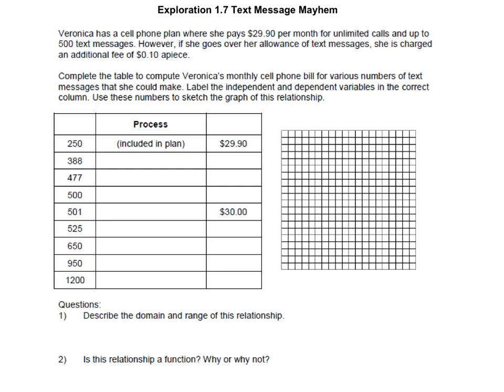Veronica pays $29.90 per month for unlimited calls and up to 500 text messages. So for everything up to 500 text messages, she's only going to pay $29.90 a month. So let's go ahead and fill that out. So for 250 text messages, because this is text over here, she's going to spend $29.90. Same thing for 388. Her monthly bill would only be $29.90. And we would keep going until we got to 500.